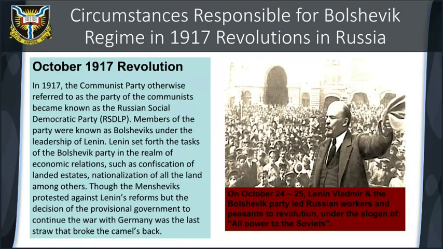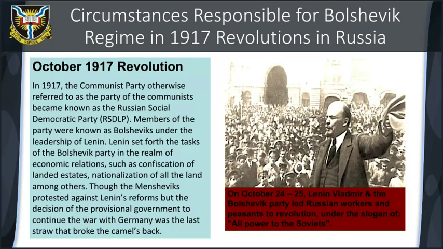October 1917 revolution. In 1917, the Communist Party, otherwise referred to as the Party of the Communists, became known as the Russian Social Democratic Party, RSDLP. Members of the party were known as Bolsheviks under the leadership of Lenin. Lenin set forth the task of the Bolshevik Party in the realm of economic relations, such as confiscation of landed estates, nationalization of all the land, among others.